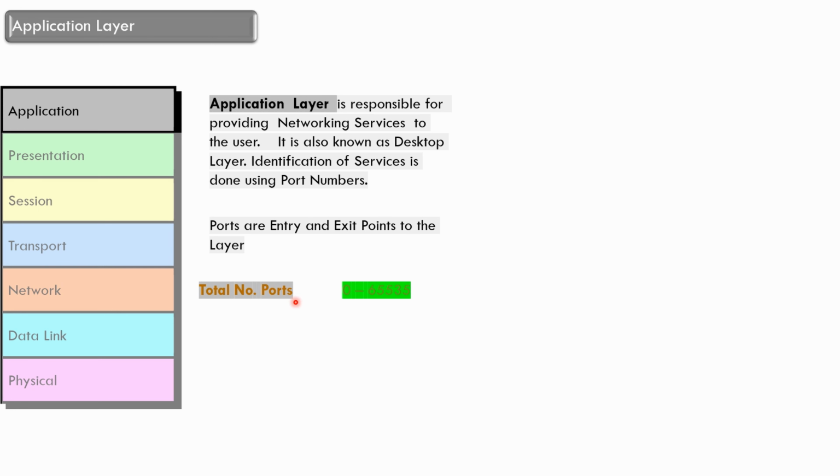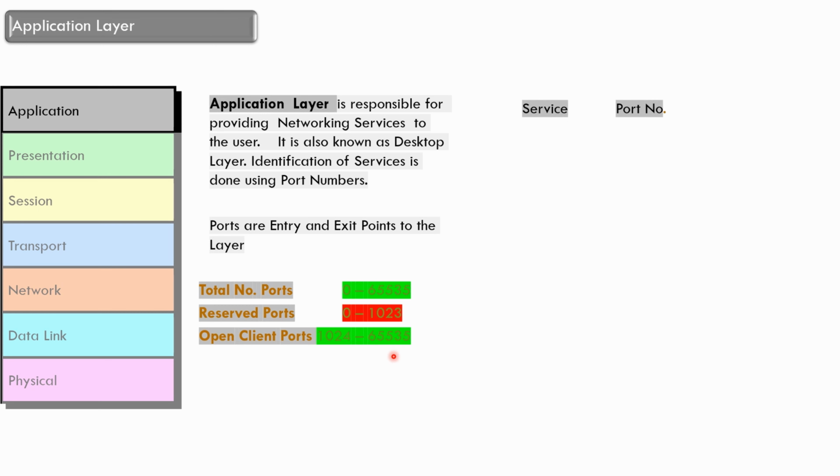Total ports are 0 to 65535. Reserved ports are 0 to 1023, and open client ports are 1024 to 65535. Each service has reserved ports for special functions, the commonly used major functions. I will share some of the reserved ports.